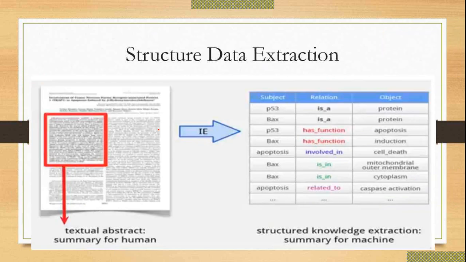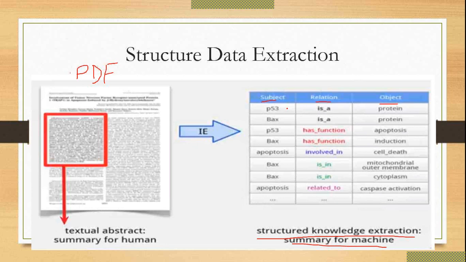Now there are a few applications where we can extract data from papers. Those papers are available in PDF format. From the PDF format, you can find out the textual summary for humans and the structured knowledge. So how can we find the summary for the machine? For machine summarization, you have to use different subjects, different relations, and the objects.